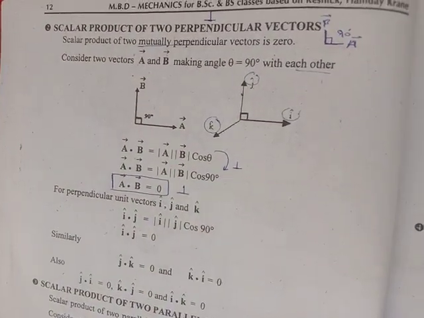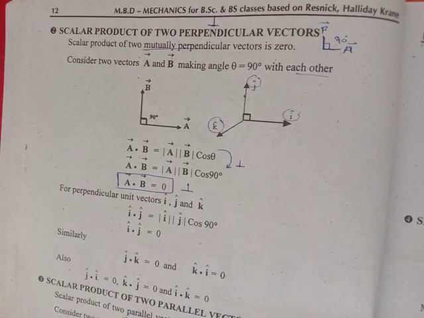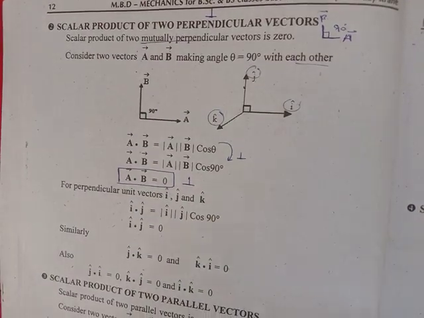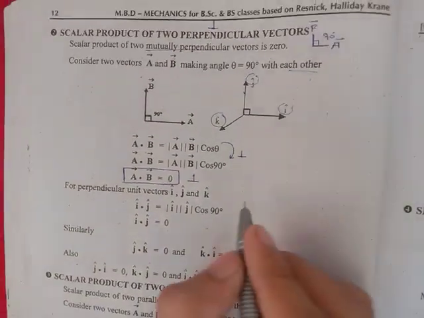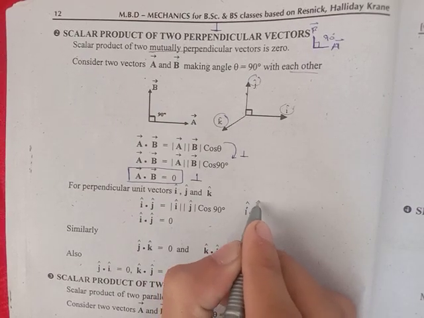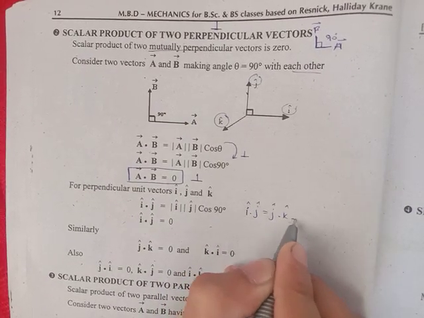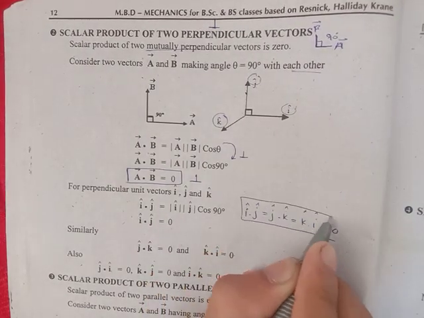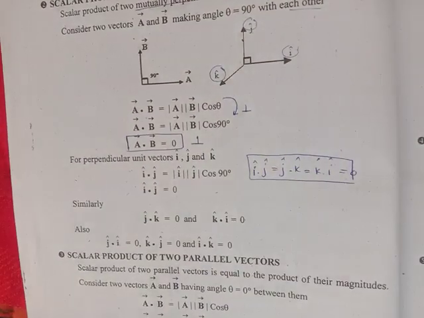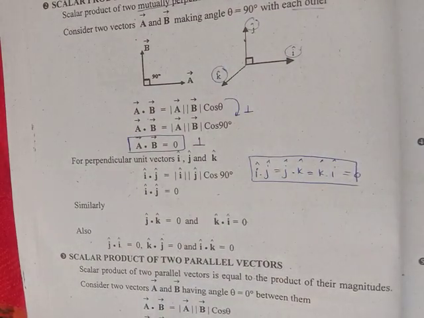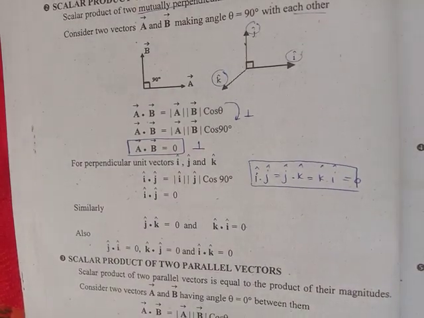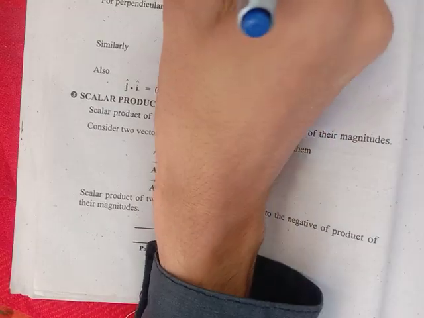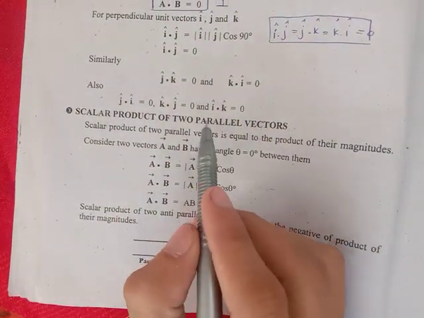For perpendicular unit vectors I, J and K, I dot J, we put I dot J is equal to cos theta, which is 0. J dot K and K dot I unit vectors are also equal to 0. So if I dot J is equal to 0, then I dot J, J dot K and K dot I are also equal to 0.